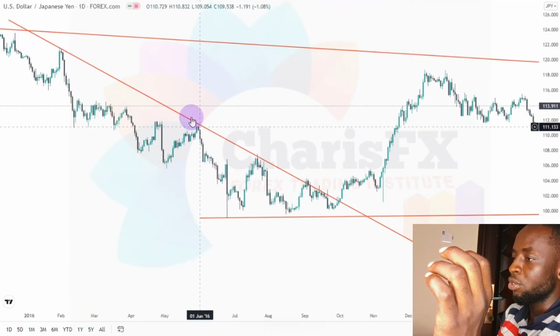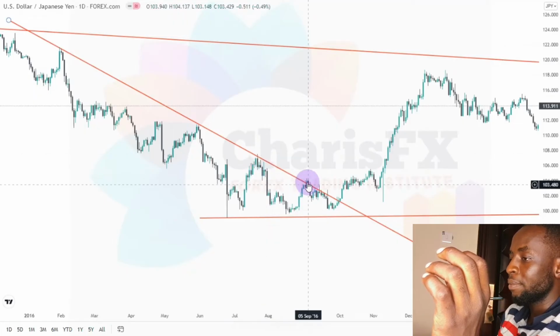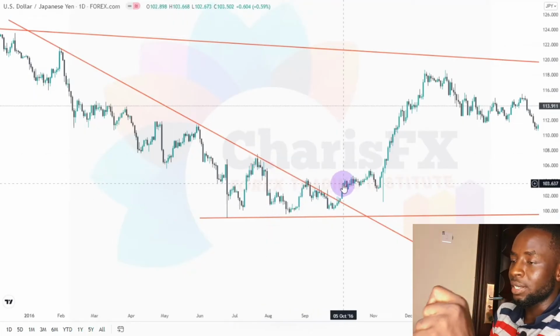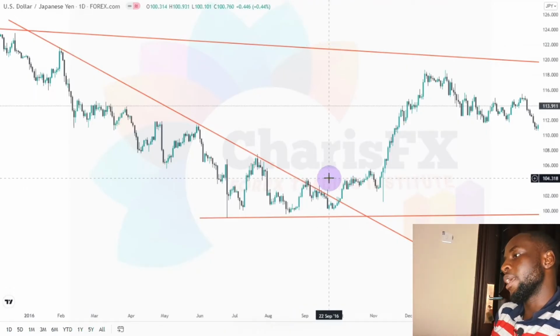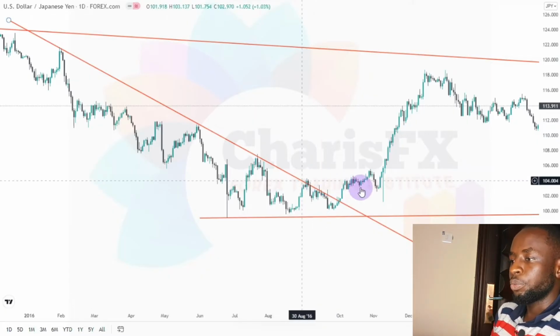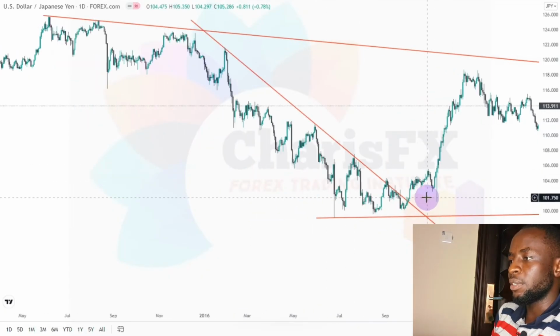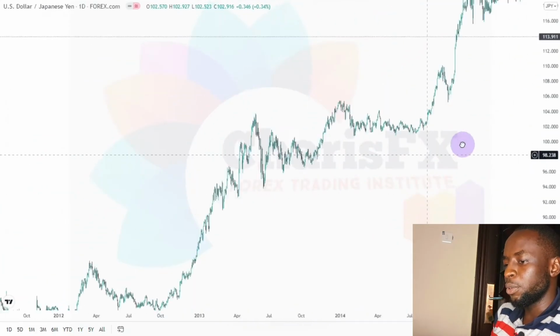Here we had a shift in market structure because price broke that trend. It broke that last high here. Okay, I taught you about market structure. So we had a shift in market structure. Price retested the other block there, and then price has been bullish. Okay, so let's still study what price is doing. All I'm showing you now is clear examples of a downtrend.